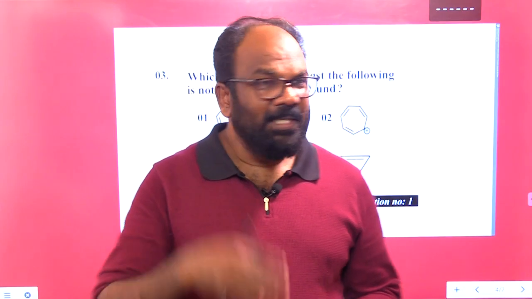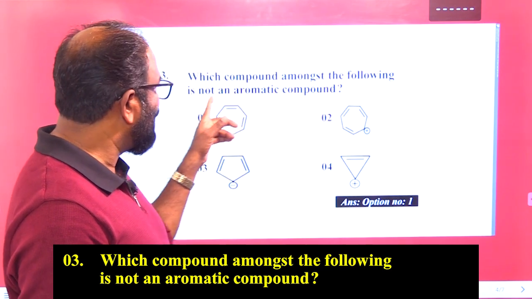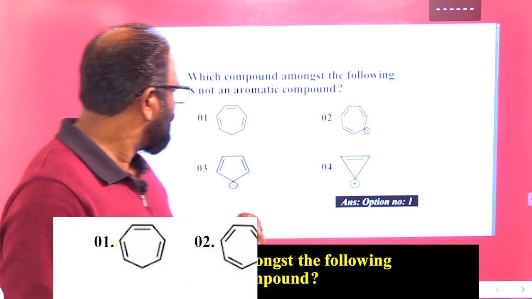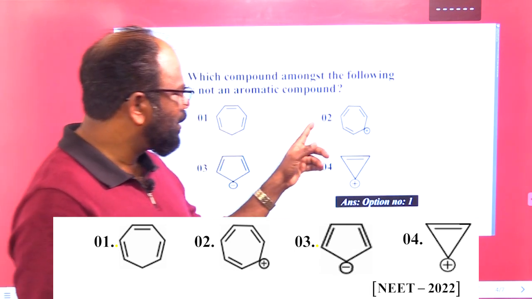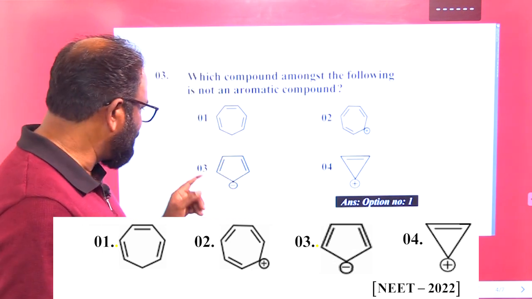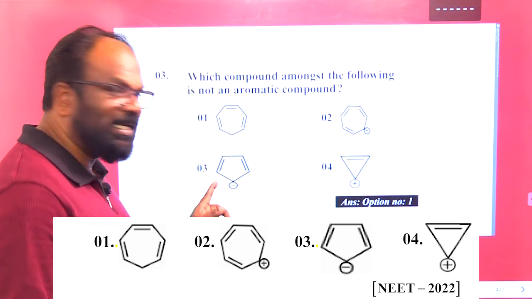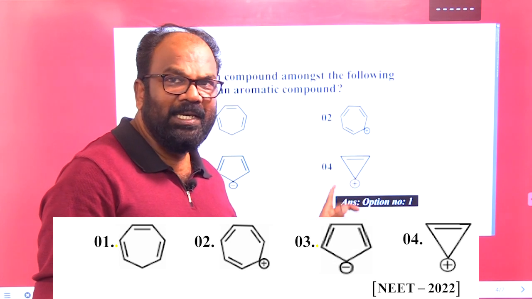Now question number 3. Which compound amongst the following is not an aromatic compound? Option number 1 cycloheptatriene. Option number 2 cycloheptatrienyl cation. Option number 3 cyclopentadienyl anion. Option number 4 cyclopropenyl cation.